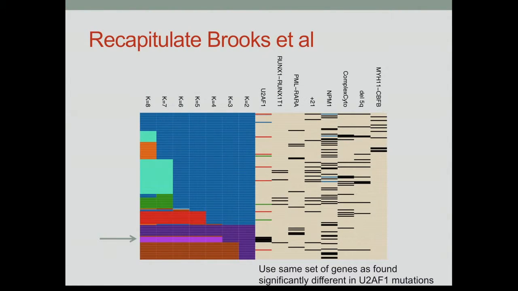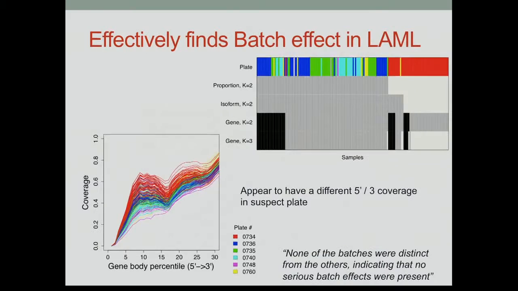We look, for example, at the work that Angela presented on finding differences. If we isolate ourselves to the set of genes that they find have significant differences, we are able to recapitulate the cluster. It's not the first break, but it's pretty close to there. Another thing we can do is look at the AML data and try to apply this to all the AML data.